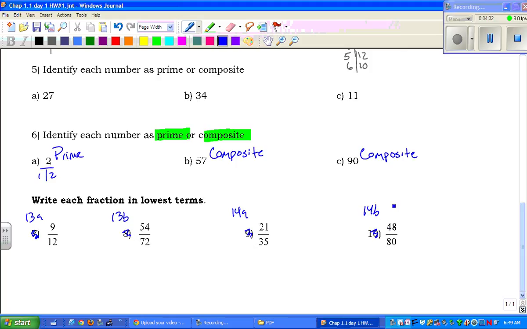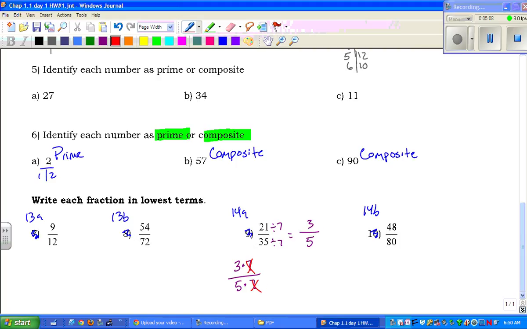14A, 14B. I apologize. So when we break these up, what number goes into both 21 and 35? Okay. You can divide both of those by 7, and you get 3 over 5. Now, before we talked about breaking them down into factors, which you can do, and you would cross out the 7s. Okay?